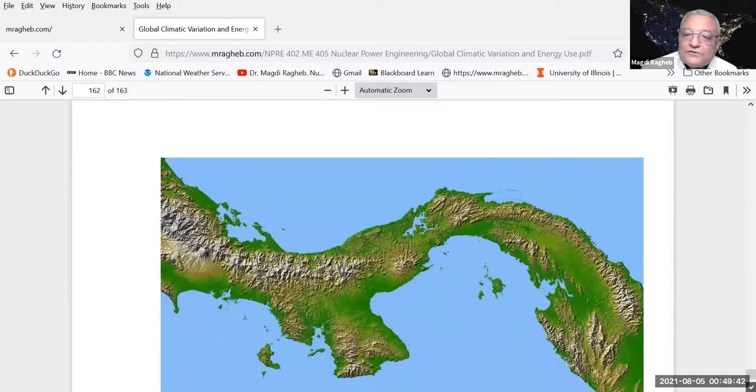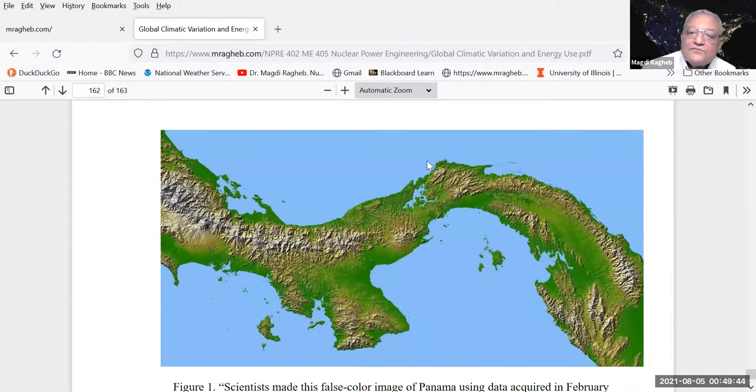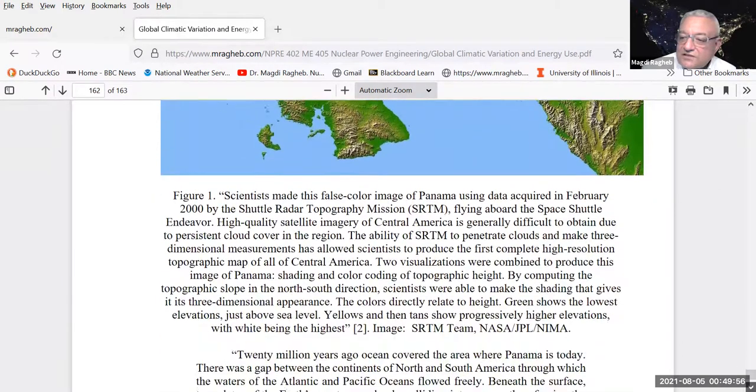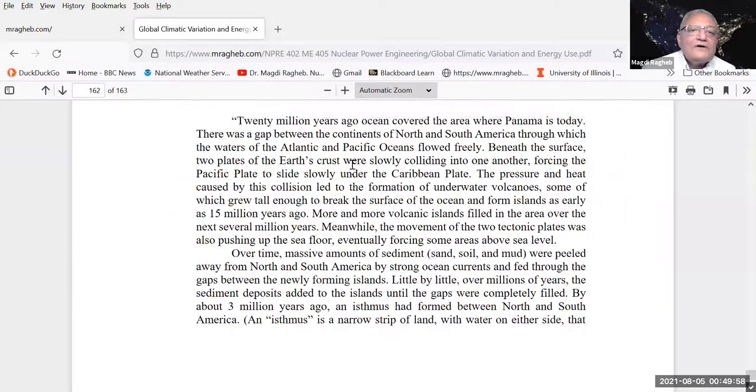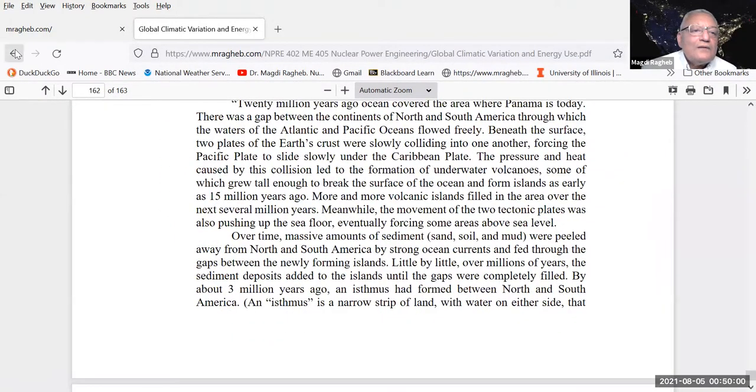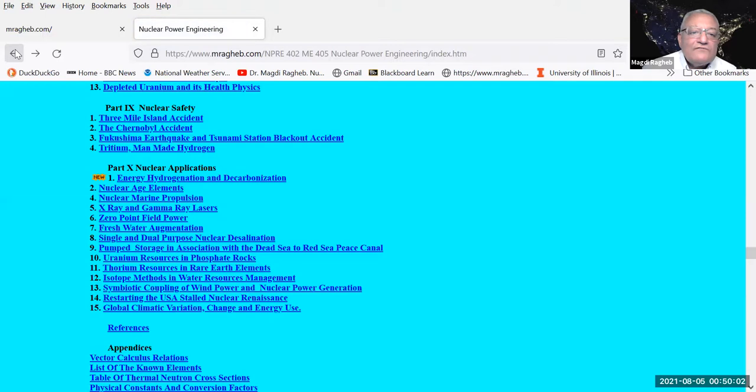And this is a satellite photograph of the Isthmus of Panama. That's Lake Gatun here. This is only 37 miles of canal. We have much longer canals, the Suez Canal in Egypt, for instance, as examples. I'm going to stop sharing here.